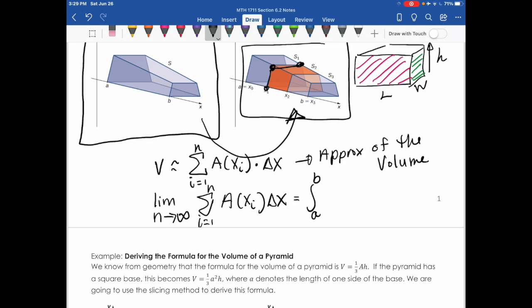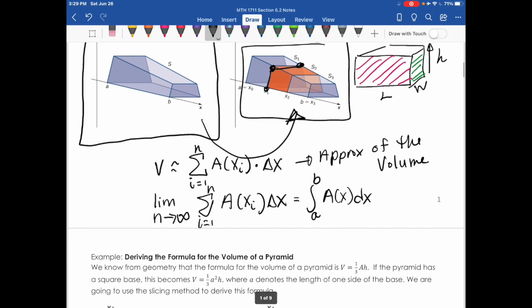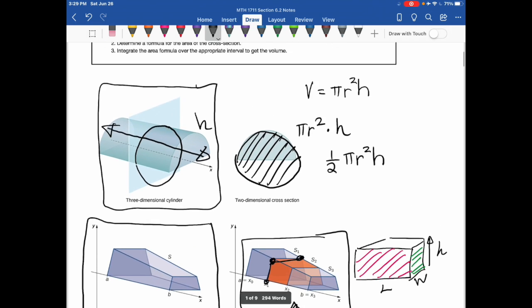So whatever interval we're trying to do this on, we can find the exact volume by using the interval from A to B, taking a cross-section area and integrating that, and then evaluating it from A to B. So this is the slicing method.